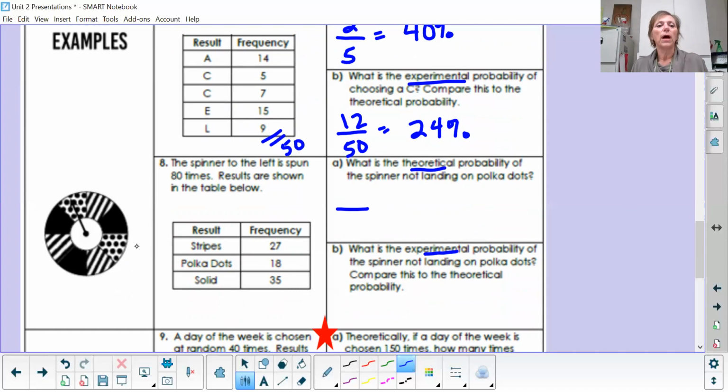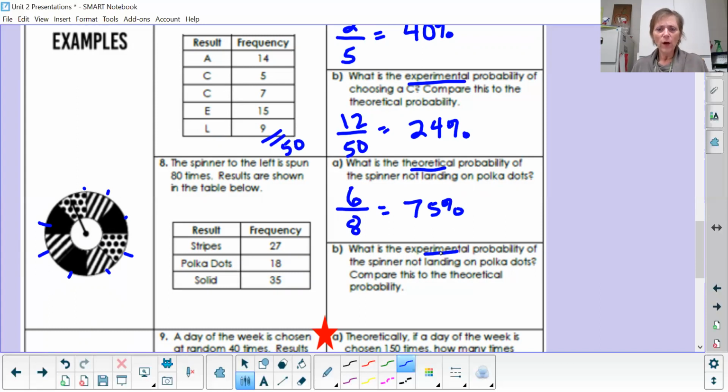There are 2 polka dots, but how many spaces total? 1, 2, 3, 4, 5, 6, 7, 8. There are 8 spaces total. Since 2 are polka dot, 8 minus 2 is 6. So there are 6 non-polka dot spaces. If I divide that out, I know that's 3/4, and I have that memorized as 75%.